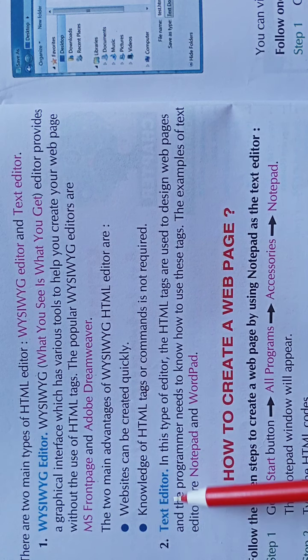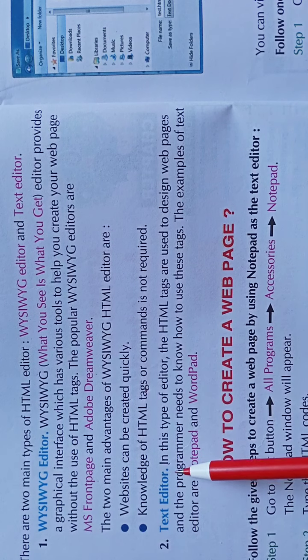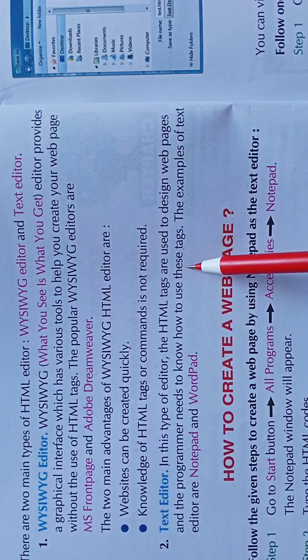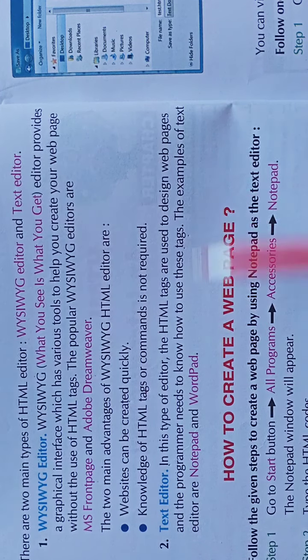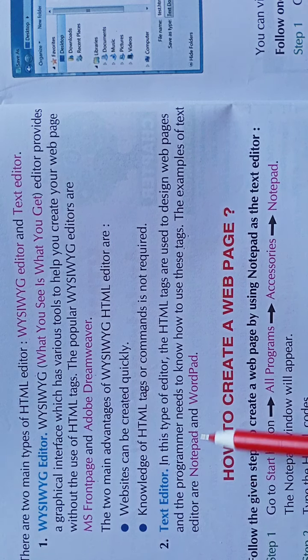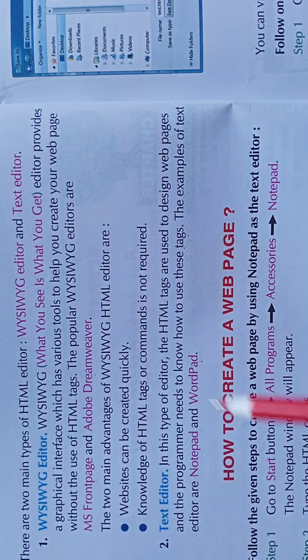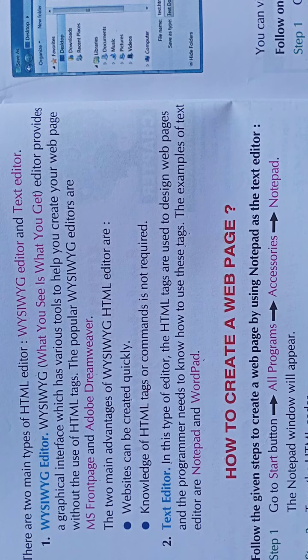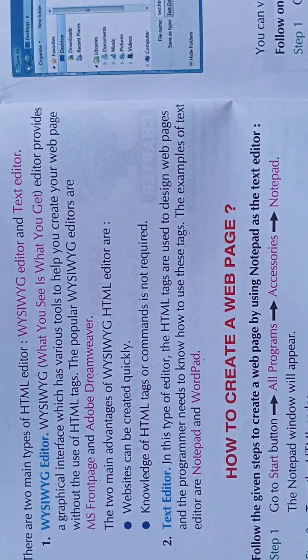Next type are text editors. Text editors are the ones where we need to know the tags. We need to learn the tags. And the examples of text editors are Notepad and WordPad. So we are going to make use of the text editor. In this chapter, we will not learn what you see is what you get, but we will learn about text editors. So in the next video, we will be seeing how to create web pages.